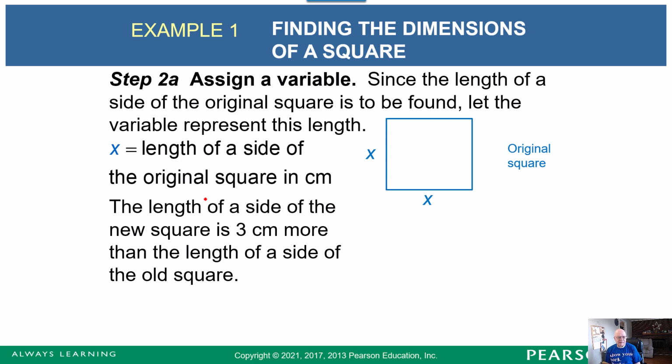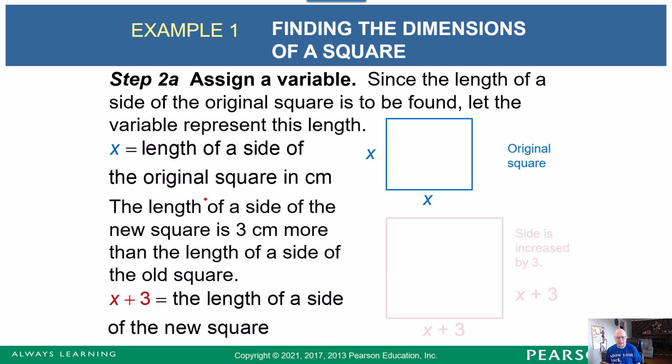And the length of the side of the new square is 3 centimeters more. What does that look like? Well, there's a new square. Notice the original square over here had a side x. That's what we're looking for. The new square over here, new square.